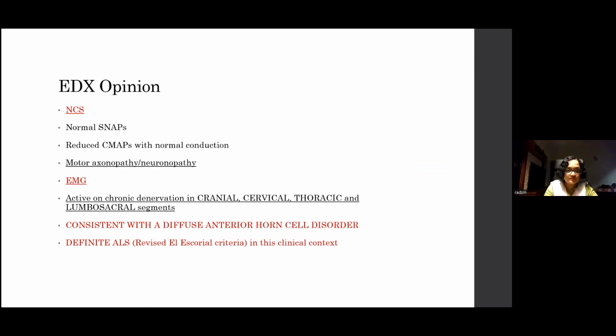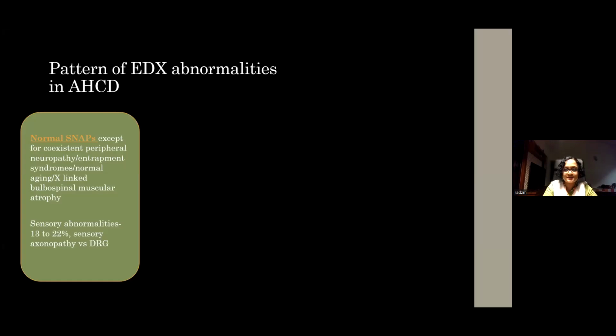So there's diffuse denervation, and this is consistent with a diffuse anterior horn cell disorder. And in this case, because there are upper motor neuron signs as well as lower motor neuron signs, you can label this as definite ALS.